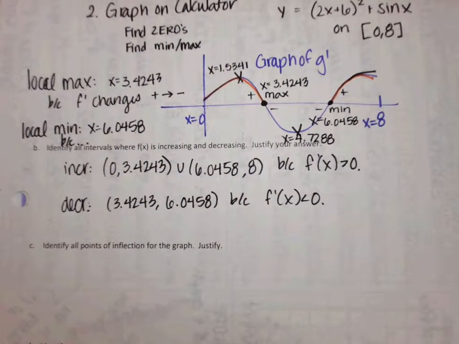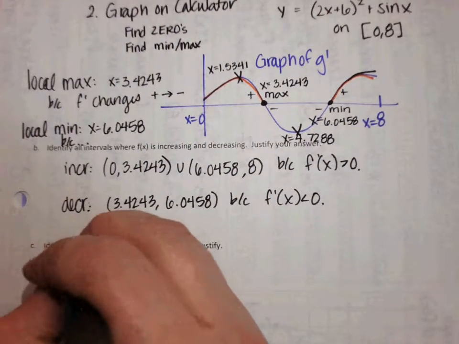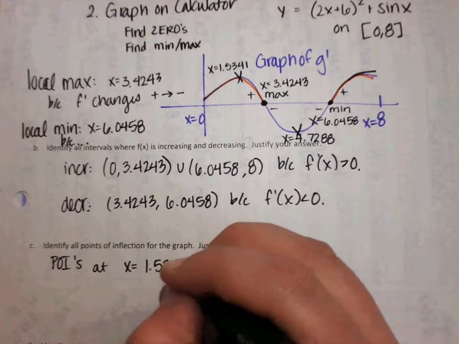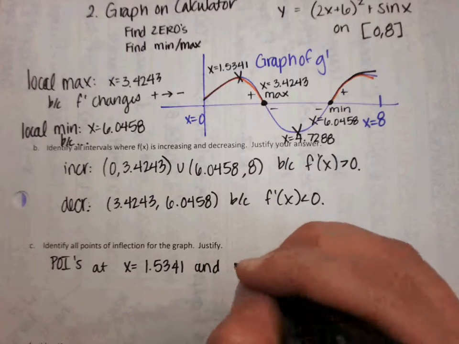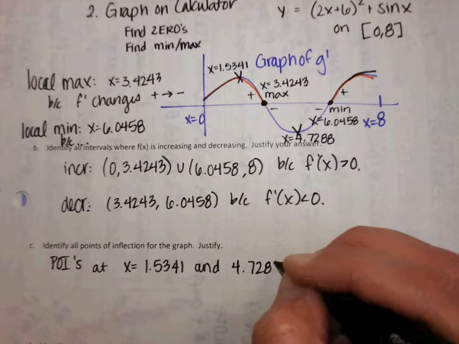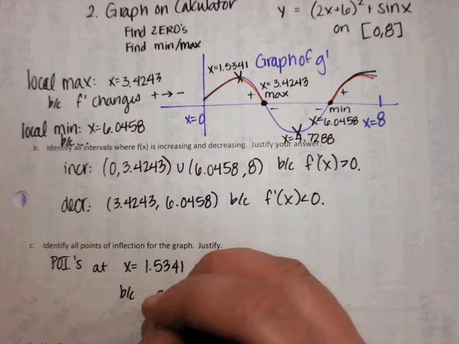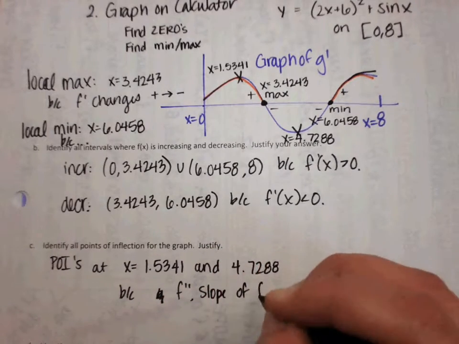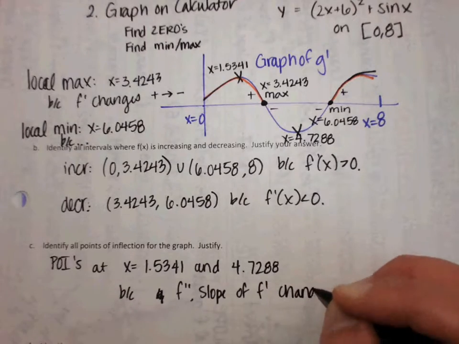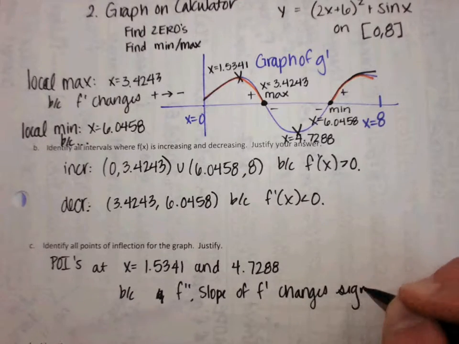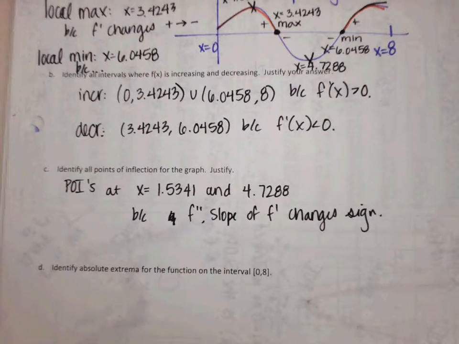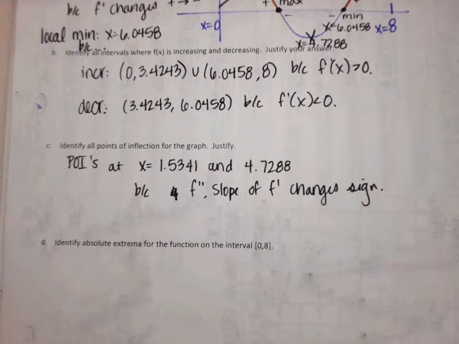So my answer for letter C is going to be that I have POIs at x equals 1.5341 and 4.7288 because f double prime, the slope of f prime, changes sign. And remember, for a point of inflection, it doesn't matter which direction it changes sign. When I have those tops and bottoms, that's where my slope is changing. Okay?